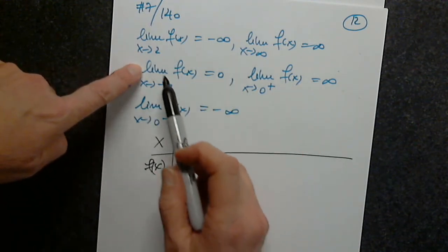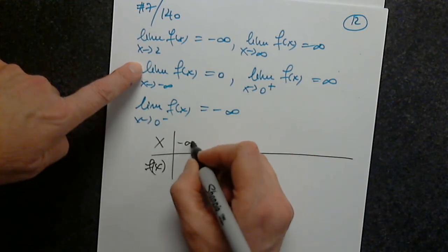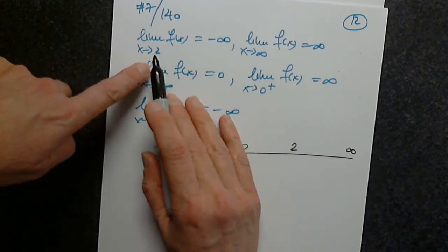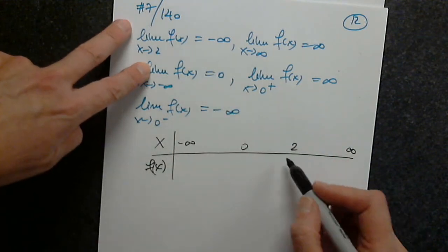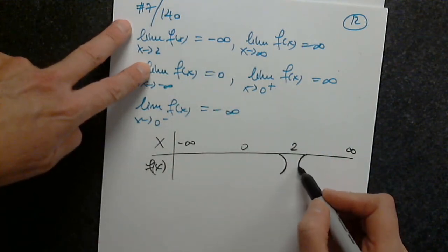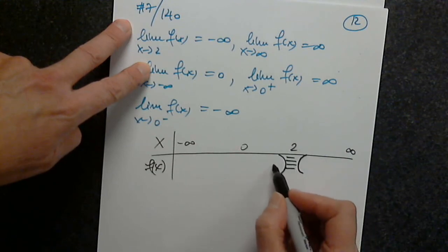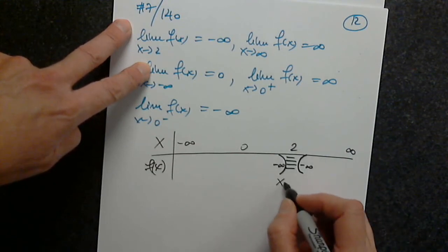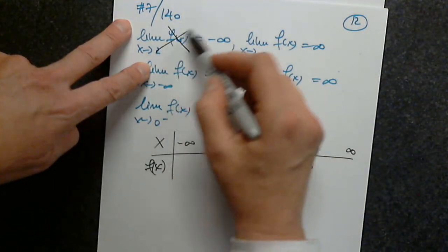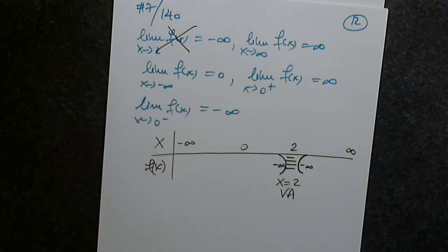Okay, I see 2. So this is 0, negative infinity, infinity, there is 2. Limit from either side of 2 is negative infinity. That tells me, that's my choice. You could have made that point exist. My choice is that the function is undefined there, and it's a vertical asymptote.